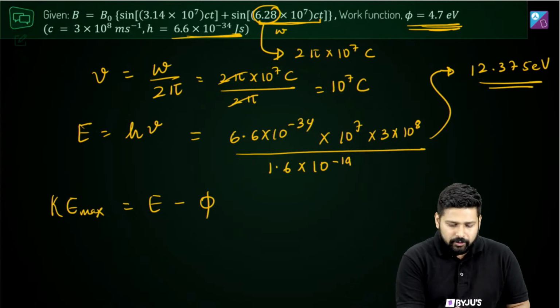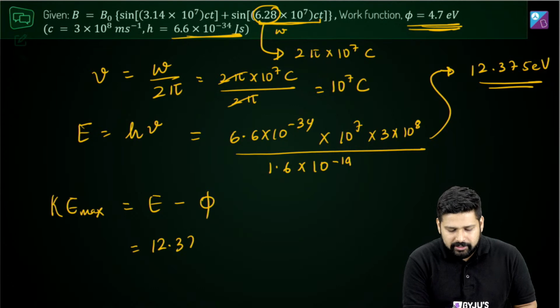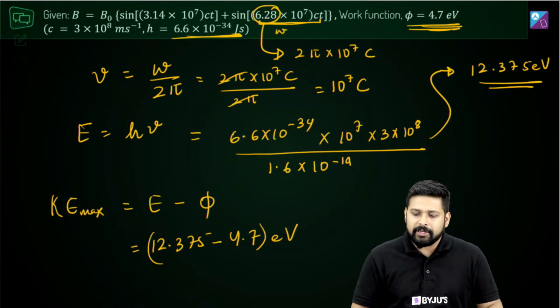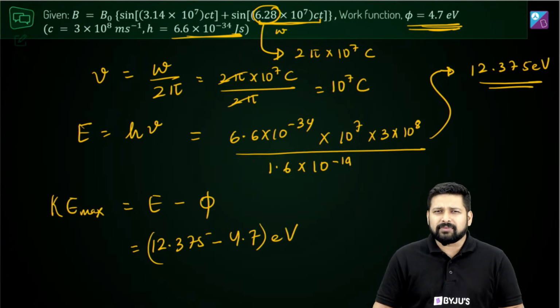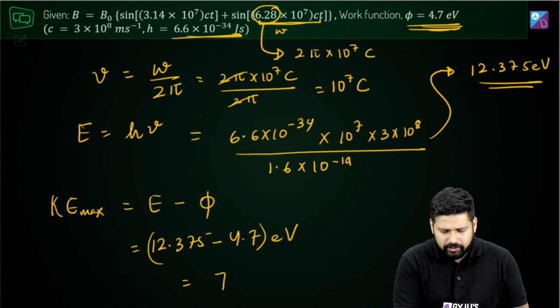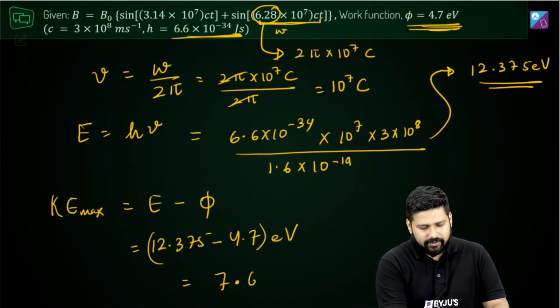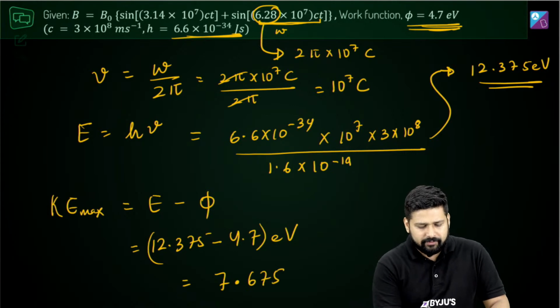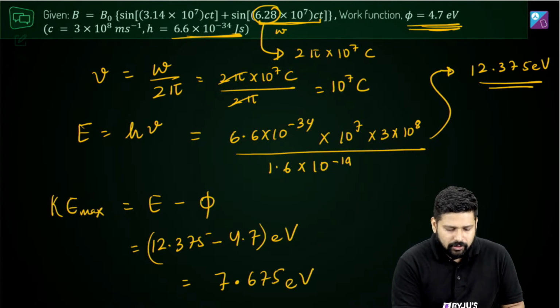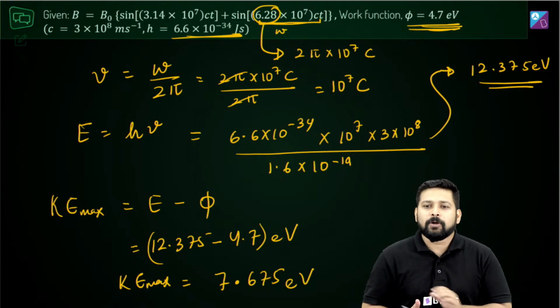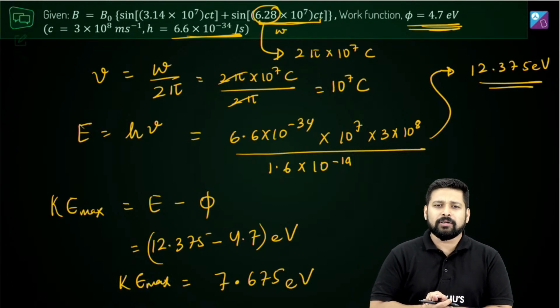Now, we just have to put it in. 12.375 minus 4.7. So everything in terms of electron volts. What do you get? 7.675 electron volts. And what is this? This is your kinetic energy. Got it? Did this come out?